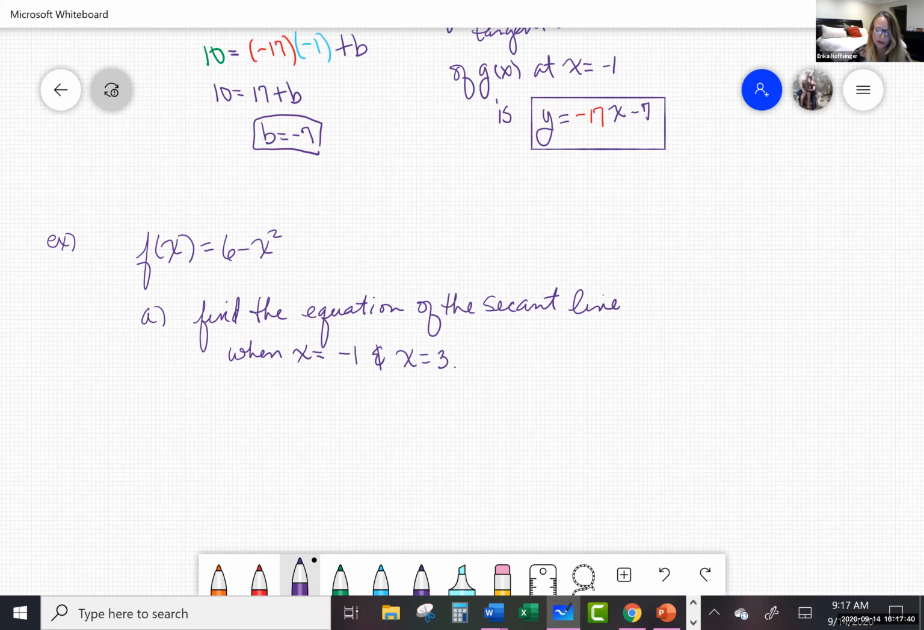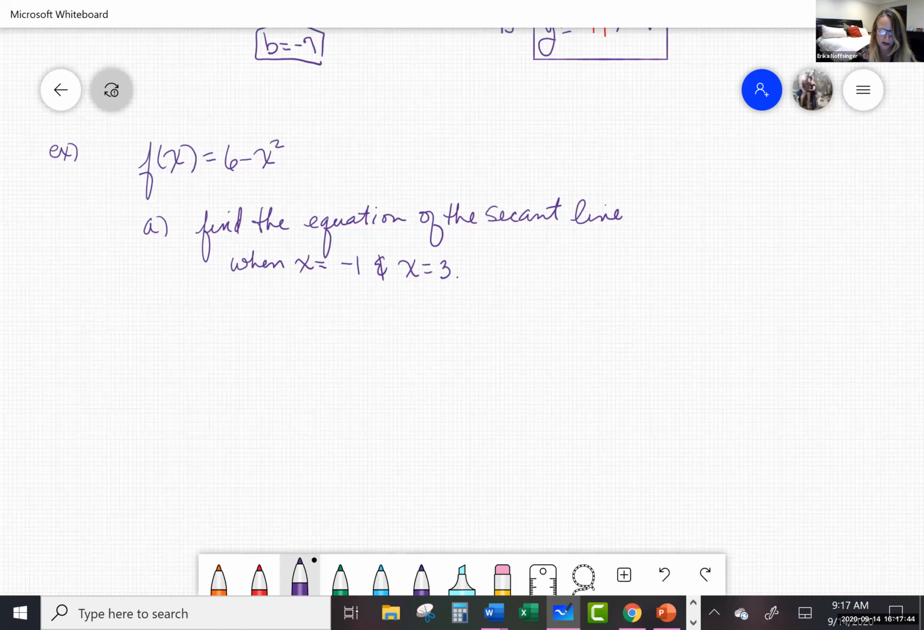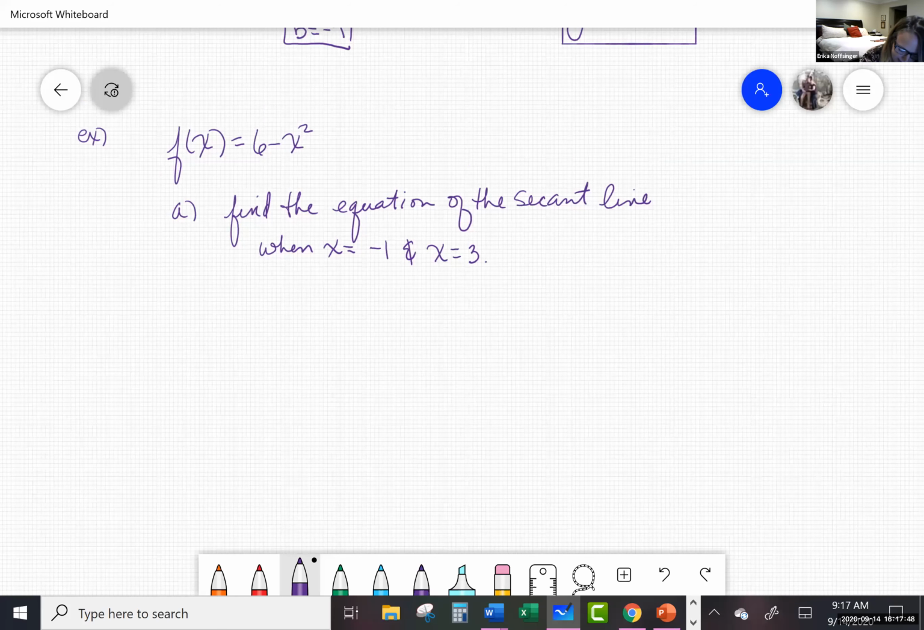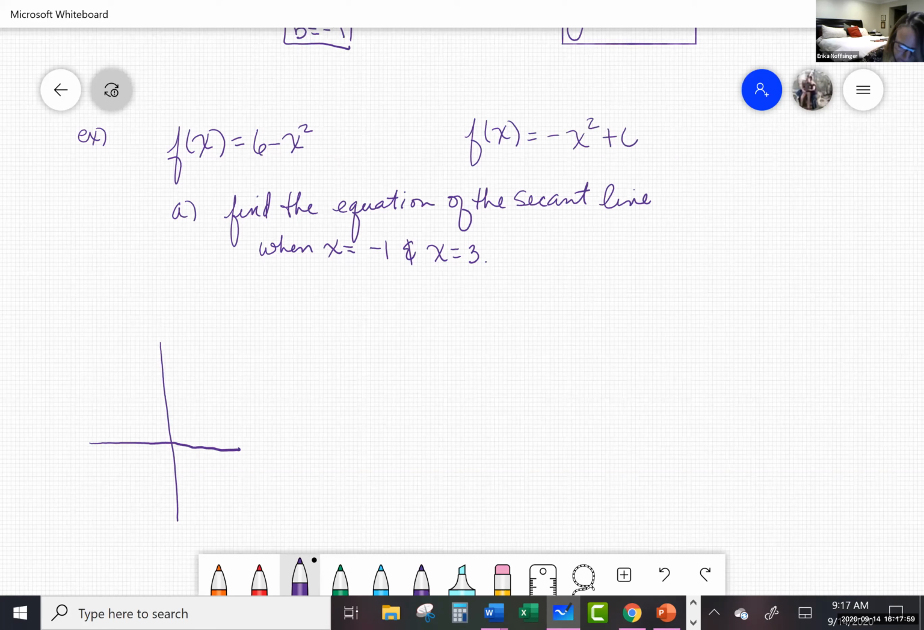Okay, so first I kind of want us to look at the graph of that. f of x is 6 minus x squared. So I notice that that is a parabola. My coefficient in front of the x squared is -1. So I can rewrite this if I want as -x squared plus 6. So I know this plus 6 shifts my parabola, which is facing downwards, vertex at the origin, up 6 units.